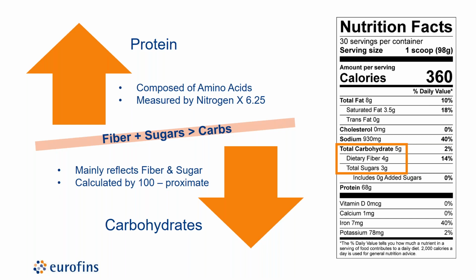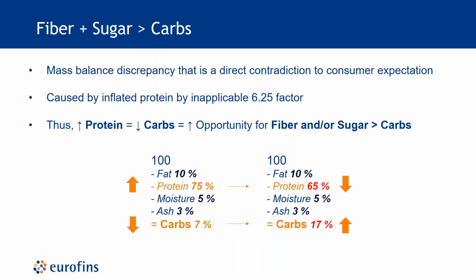So I mentioned that I would go through a number example and talk about what this is. Fiber and sugar exceeding carbohydrates is a no-no. It can be referred to as a mass balance discrepancy, because it's a direct contradiction to the consumer expectation that fiber and sugars are classifications of carbohydrates and shouldn't exceed the carbohydrates. As I've alluded to, this is usually caused by the inflated protein of an inapplicable 6.25 factor.